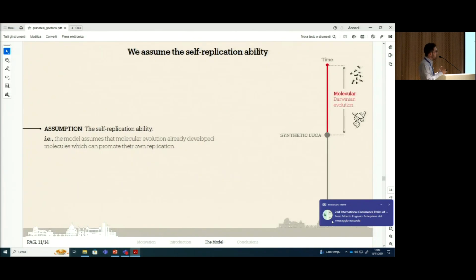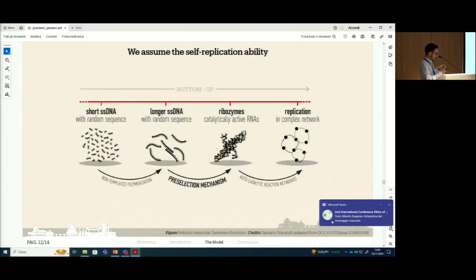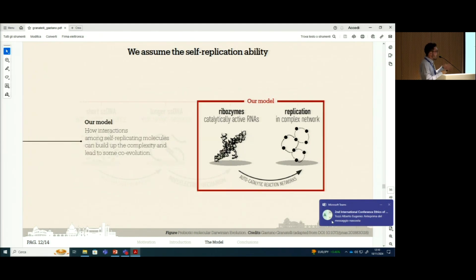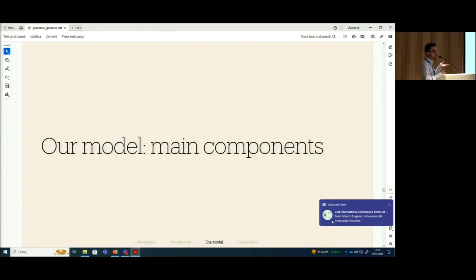So we assume that molecular evolution already developed molecules which can promote their own replication. And what we're actually assuming with this in detail is that evolution already provided some form of selection mechanism guiding some single nucleotides to form sequences which are functional, meaning that the sequences can assume a 3D conformation which is catalytically active. And then what our model tries to investigate is therefore not the emergence of the self-replication ability, that would be a different model, but rather how interactions among self-replicating molecules could build up the complexity and lead to some form of coevolution.